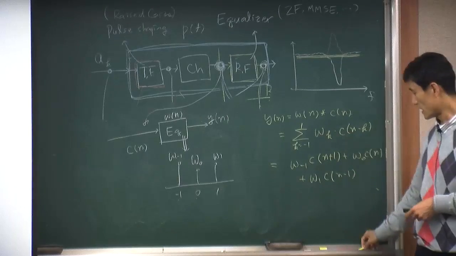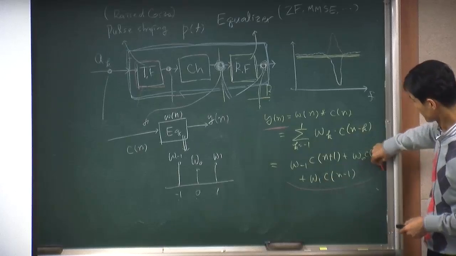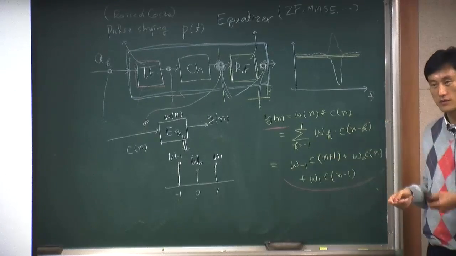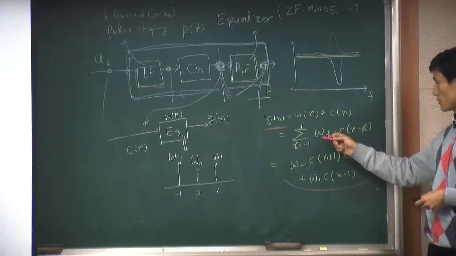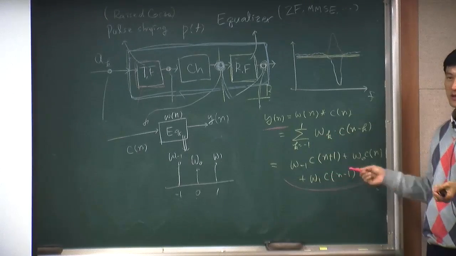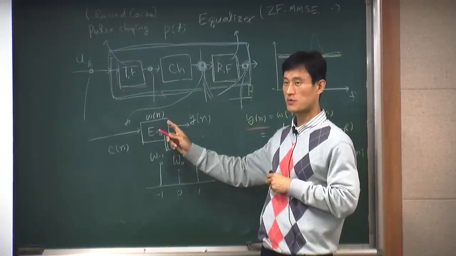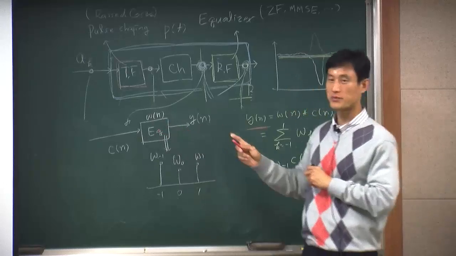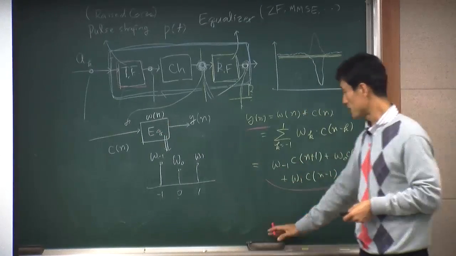So that's the relationship between the output and input and equalizer. What I have here is simply a convolution between the input and impulse response of the equalizer. That's going to be the output, right? It's as simple as that. Let's look at the example here.